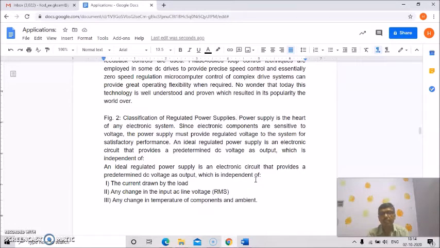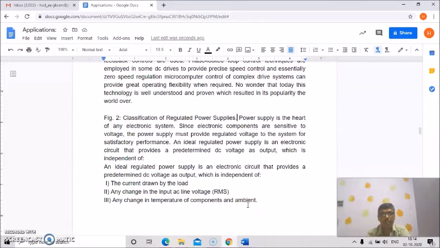So an ideal regulated power supply is an electronic circuit that provides a predetermined DC voltage as output, and which is independent of the current drawn by the load, and any change in the input AC line voltage, that is RMS voltage, and any change in temperature of the components and ambient.